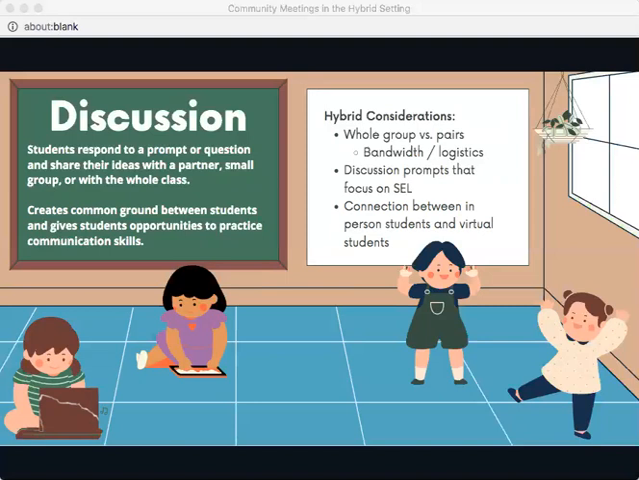Again, we want these community meetings to also incorporate some SEL. So, thinking about discussion prompts that focus on SEL. That can be anything from goal setting to a time that students overcame a problem, to how students deal with frustration, or even discussing different emotions and what they feel like in our bodies. There are lots of ways to integrate SEL into these discussion prompts. And again, we want to make sure we're creating that connection between both our in-person students and our virtual students.